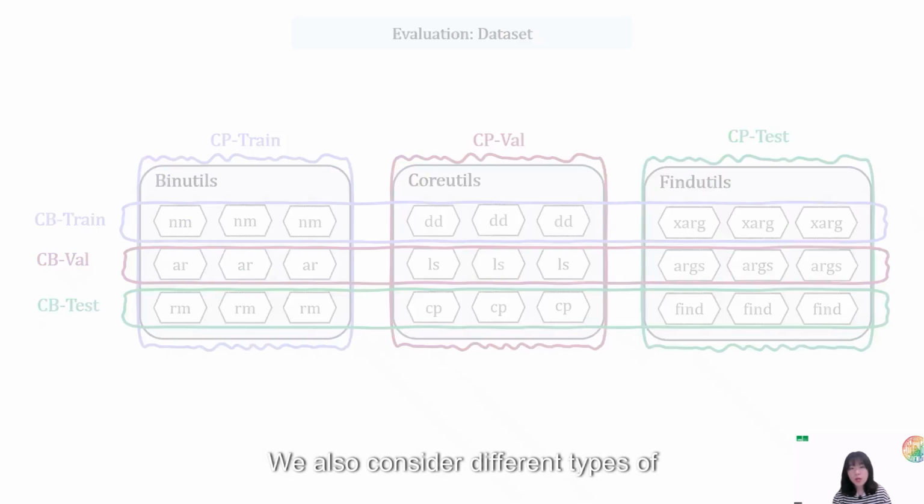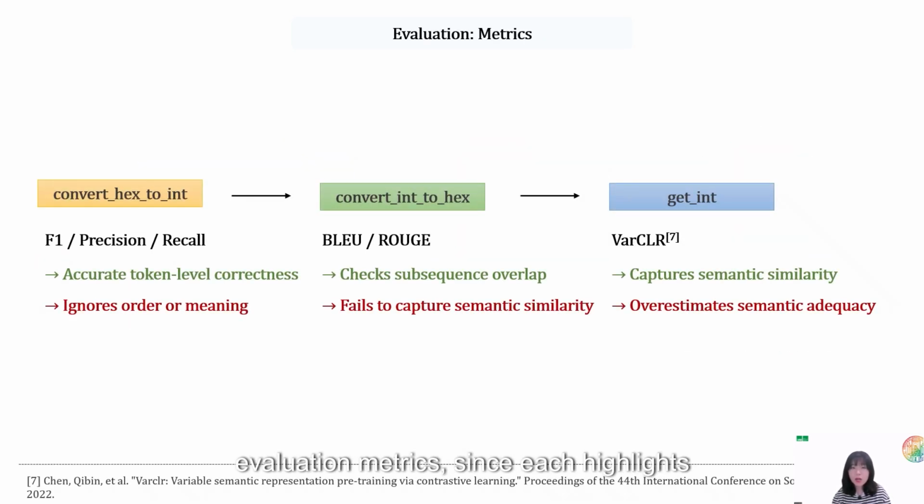We also consider different types of evaluation metrics, since each highlights different aspects and comes with its own strengths and weaknesses. So the first group is F1, precision and recall. They provide accurate token-level correctness, but they ignore order and meaning. For example, convert hex to int would be treated the same as convert int to hex. And then we have BLEU and ROUGE. They account for subsequence overlap, yet they still fail to capture semantic similarity. For instance, getInt, which is kind of semantically close to convert hex to int, would still be penalized.